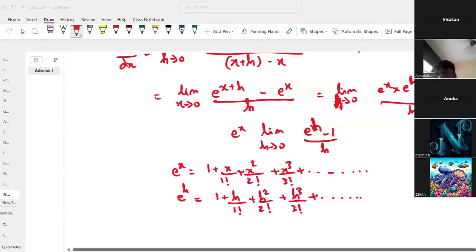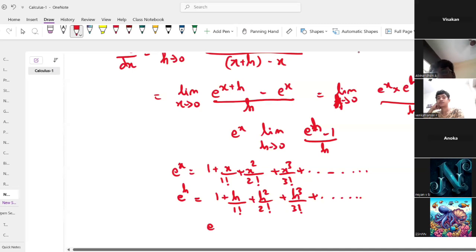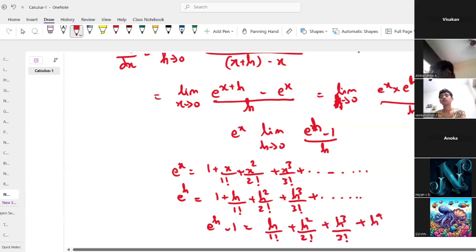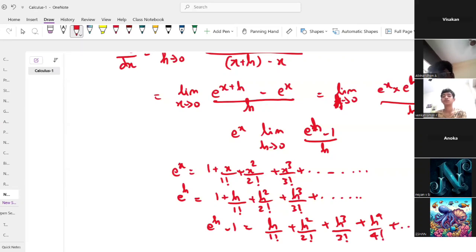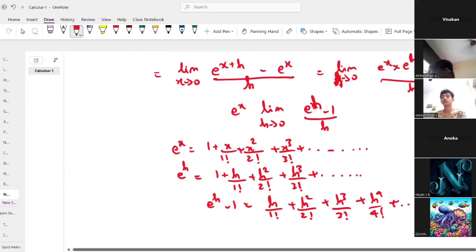x square by 2 factorial. So e power h minus 1 will just leave you with h by 1 factorial, h square by 2 factorial, h cube by 3 factorial, h power 4 by 4 factorial, and so on. And what is this getting divided by? It is getting divided by h. So if you divide that by h, what will happen? All the h terms will get reduced by 1 power.